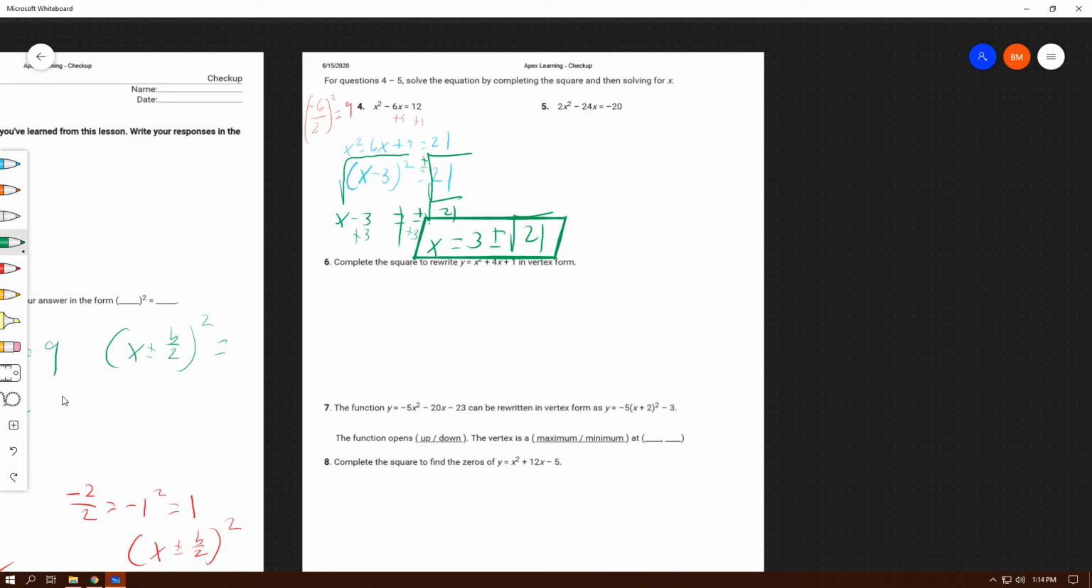Now we could plug this into a calculator. 3 plus the square root of 21 is one answer. 3 minus the square root of 21 is another answer. If they ask us to do that, that's an easy calculator plug-in. But I'm cool with just leaving it like this.